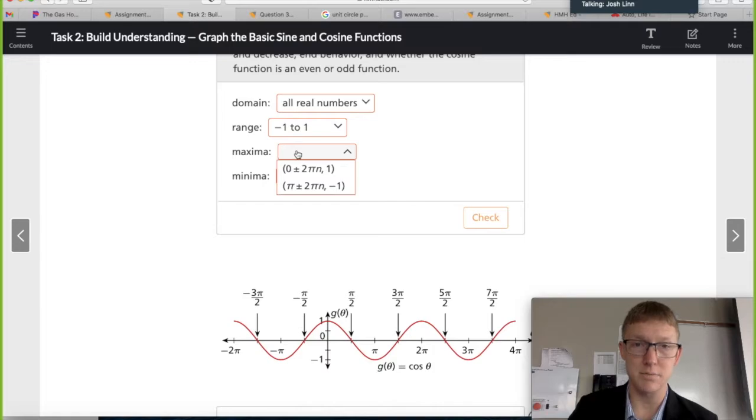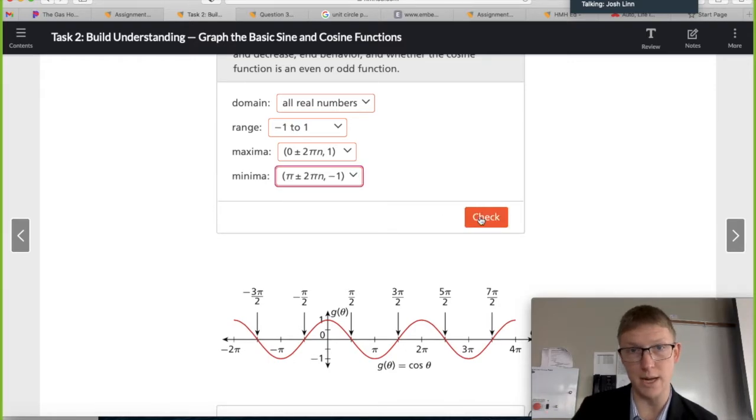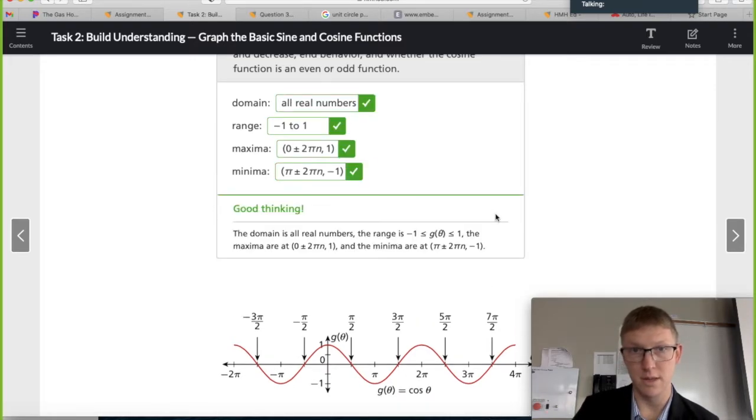Our maxima, 0 plus or minus 2 pi. So like 0, 2 pi, 4 pi. Our minimum, or minima, is pi plus or minus 2 pi. And that is at negative 1.